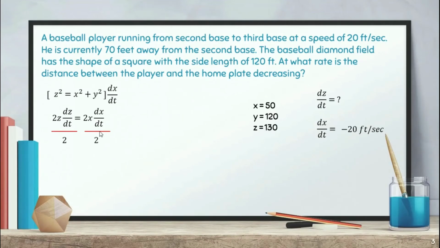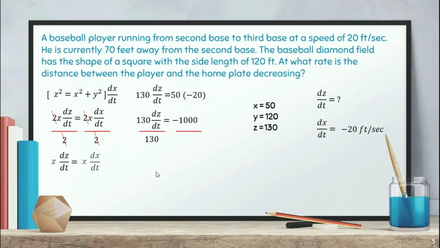Let us divide both sides by 2. And we will have z multiplied by dz over dt equals x multiplied by dx over dt. Now let us use this equation and let us substitute this given. Okay, so for our z, we have 130, and copy the dz over dt is equal to x, which is 50. And for our dx over dt, we have our negative 20. So now let us multiply this. We have negative 1000. So copy, and we have our negative 1000 on this side.